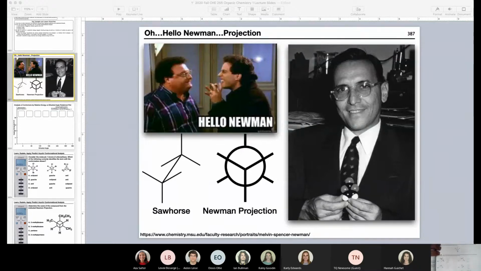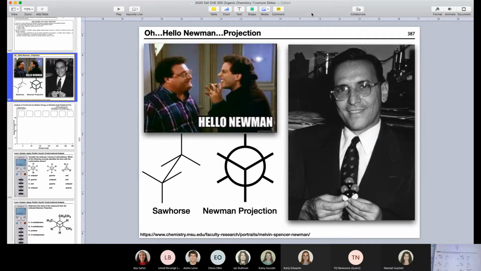Okay, so we'll go ahead and get started where we left off about Newman projections. As you can see on the slide deck here on the screen, we sort of drew this shape here, and this is meant to depict.